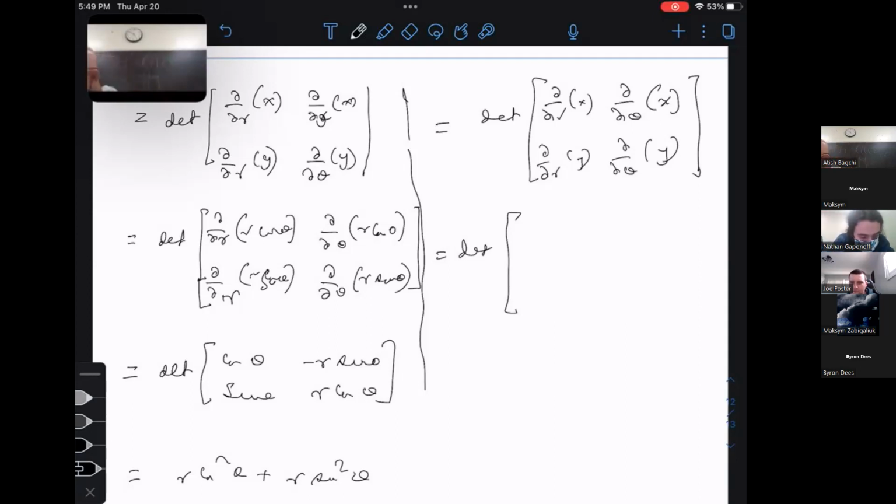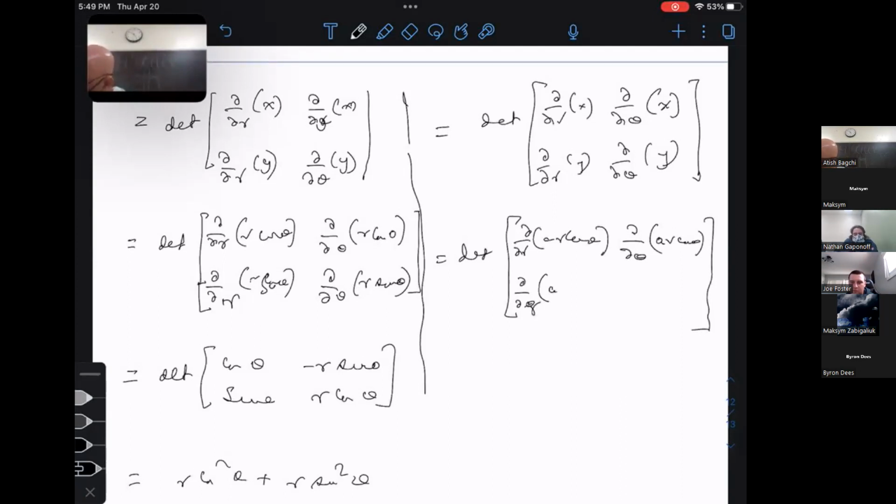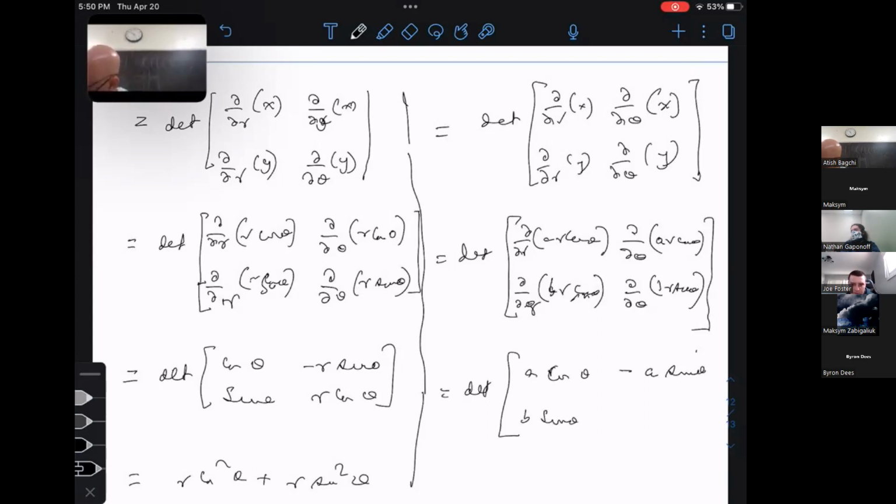Okay, so we go back to this. And so this is the determinant of del x over del r, del x over del theta, del y over del r, del y over del theta, where x is A r cosine theta and y is B r sine theta, which is equal to the determinant of A cosine theta, minus A r sine theta, B sine theta, B r cosine theta.